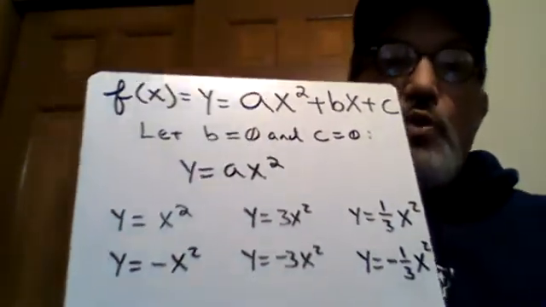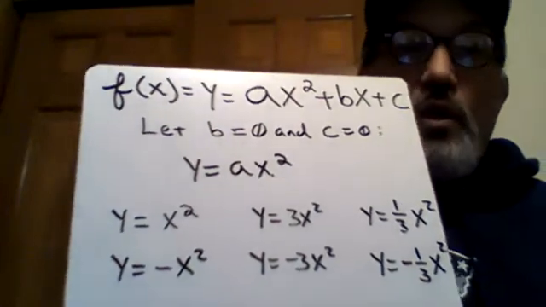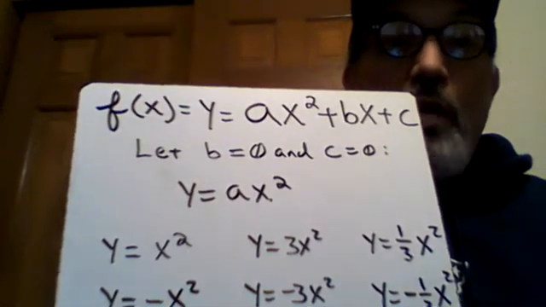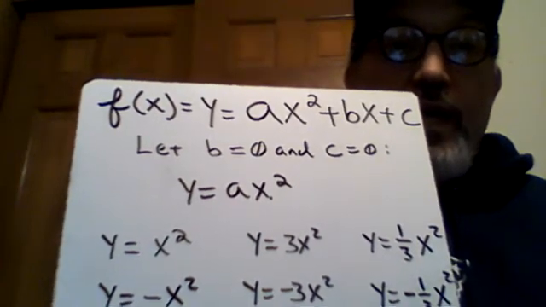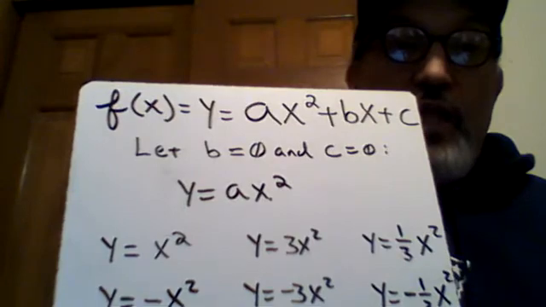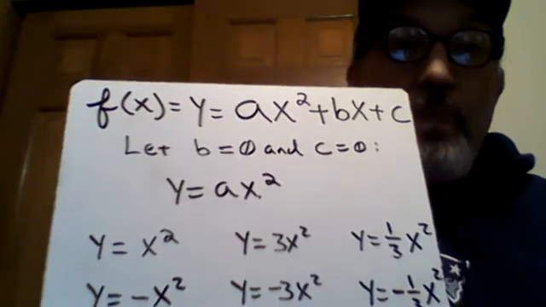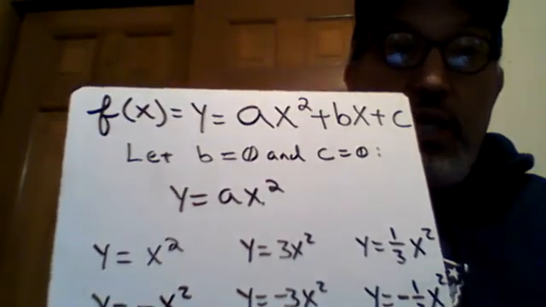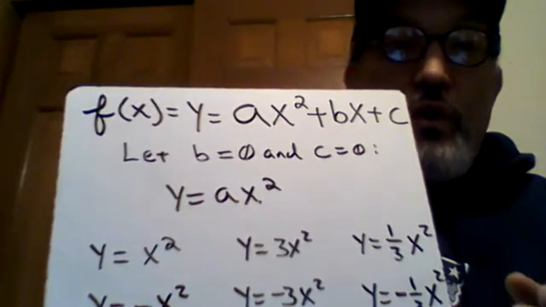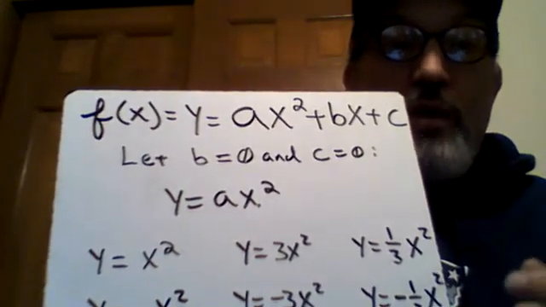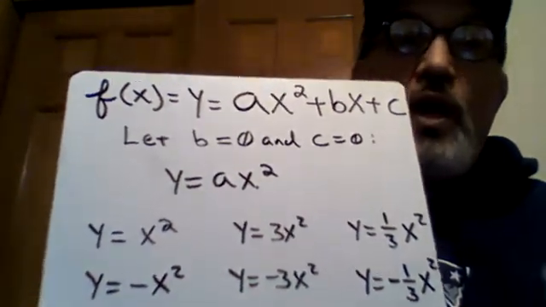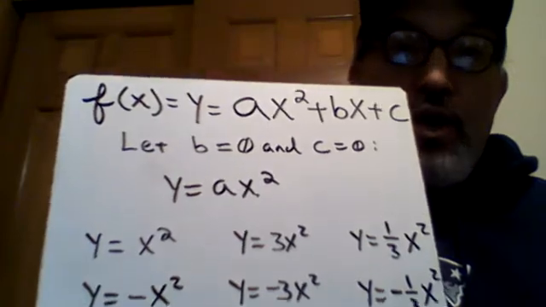So to review the two rules, when a is positive, the parabola will open up. When a is negative, the parabola will open down. When the absolute value of a is big, the parabola will be skinny or narrow. When the absolute value of a is small, the parabola will be wide. That's it. Play around with it for a while until you're very confident with it.